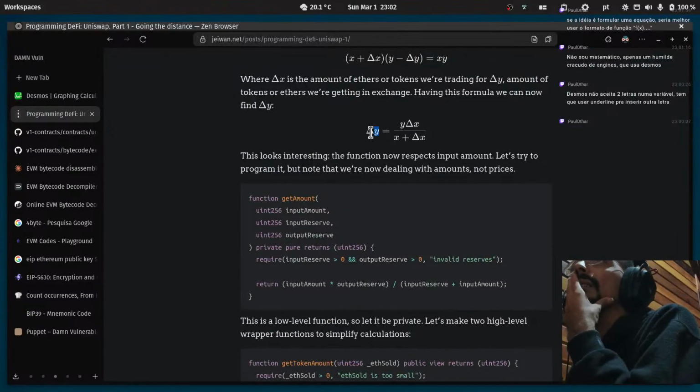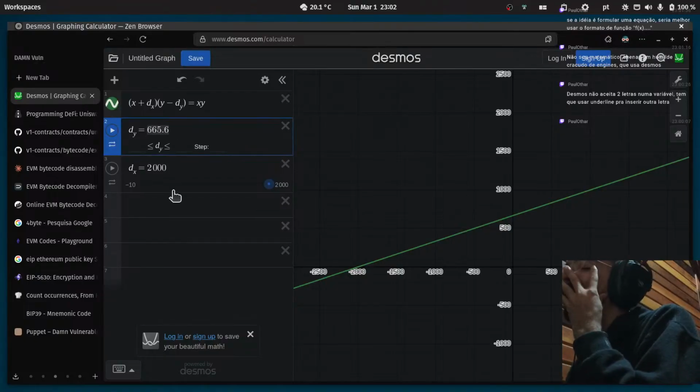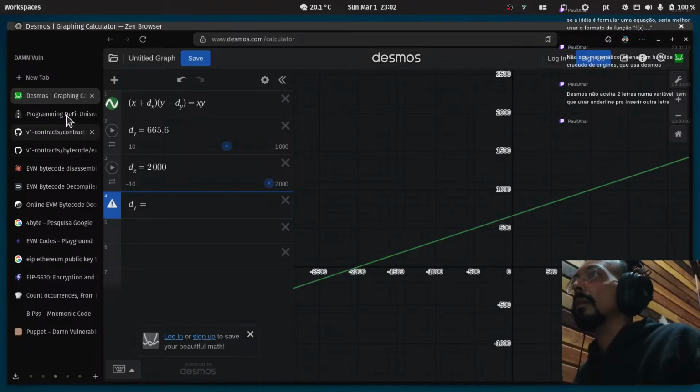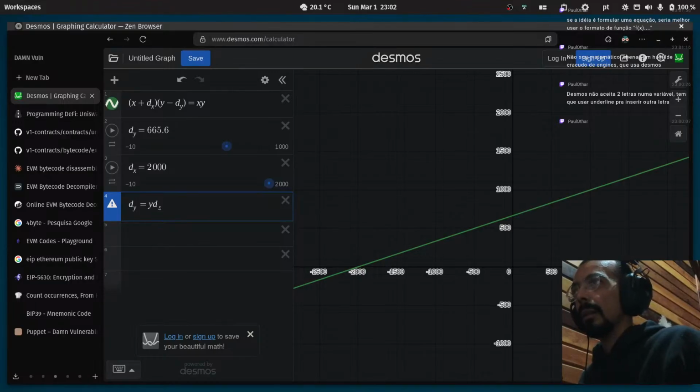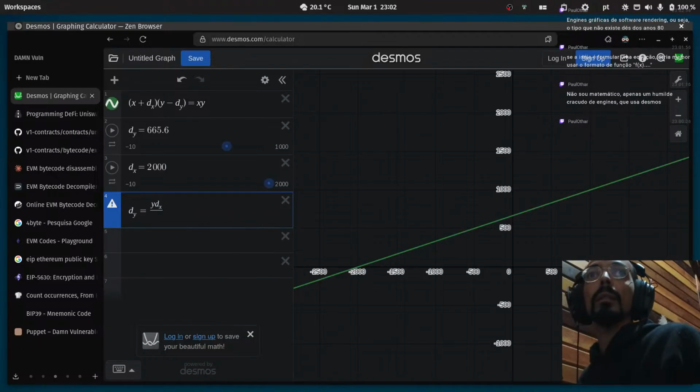Okay, so delta x. Yeah, they just changed the formula around. Now yes. Epsilon d x. I don't remember how to do division. Oh, nice.